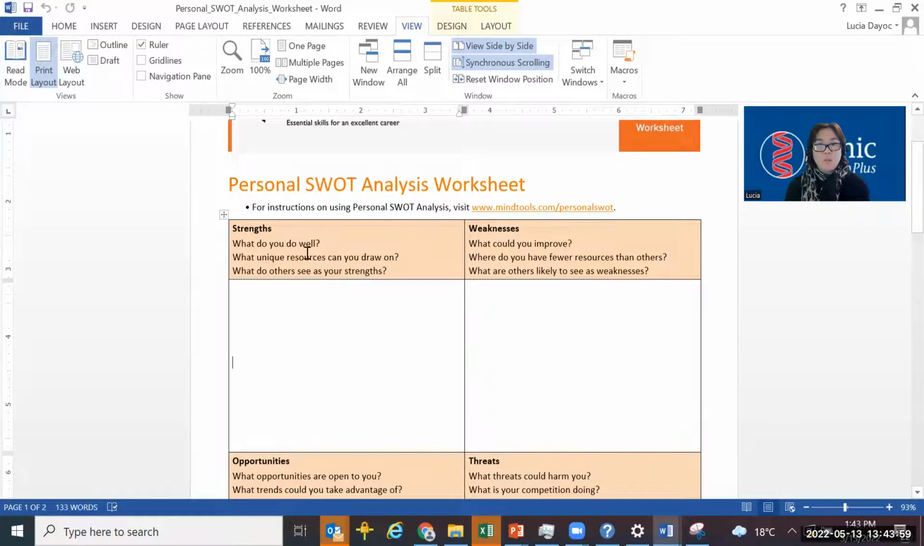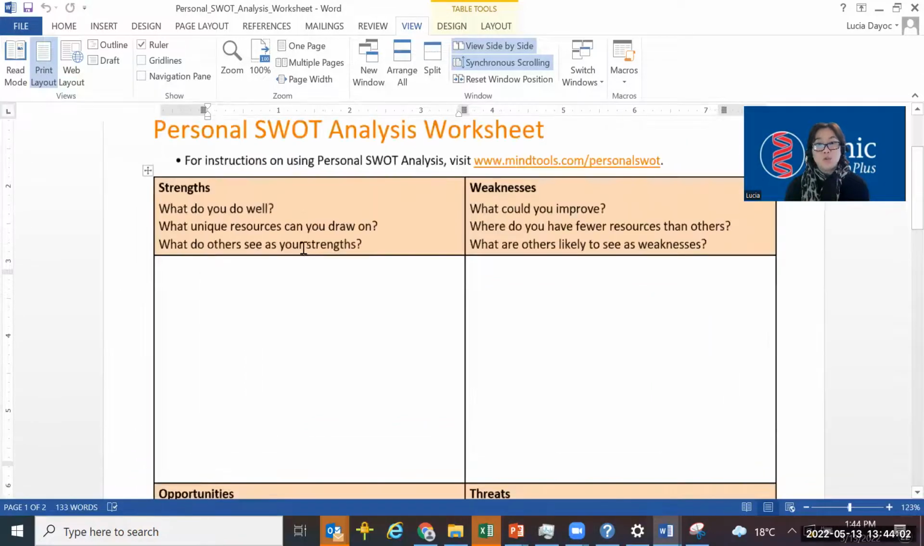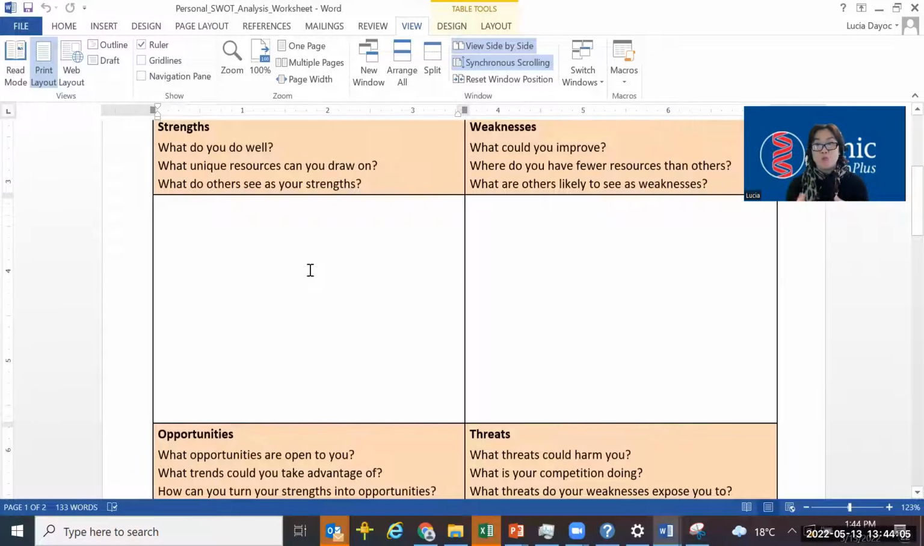This box is all about what you think you do well. So it's actually saying you do. So what are you currently doing well? What resources can you draw on? Resources meaning availability of time, your environment, the people around you. So what are your strengths in terms of the abundance of supplies and resources that you have that you can use? And it's also asking you, how do others see you? And what strengths do they think you have? Have they given you feedback?